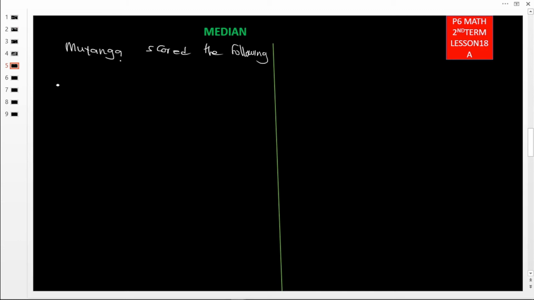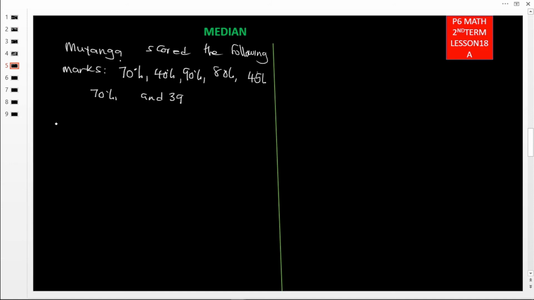Muyanga scored the following marks: 70%, 40%, then he brought 90. Wow. Then an 80, 45%. Oops. Then we have again 70%, and lastly 39.